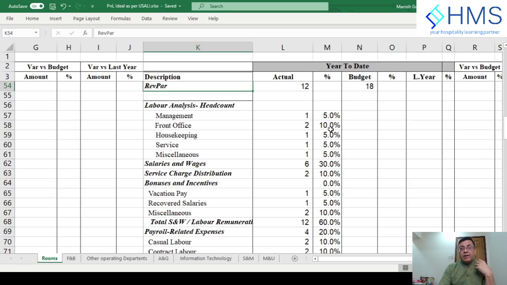And if you want to understand what other reports we use in revenue recognition, or how we analyze the profit and loss statement in more detail, you can take my course on how to analyze room division and room division profit and loss statements.